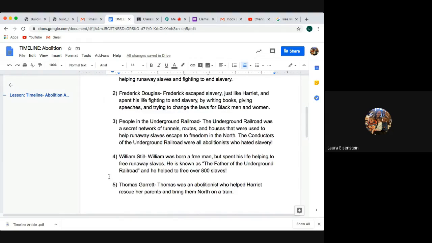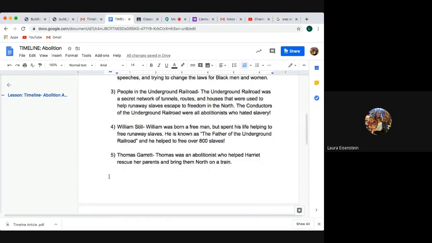All right, number 4, we learned about William Still. And William was a Black man, but he was not a slave. He was born a free man. But he spent his life helping to free runaway slaves. And he's known as the father of the Underground Railroad because he was a very active member and conductor on the Underground Railroad. And through this, he helped to free over 800 slaves. So he freed a lot of slaves in his lifetime.